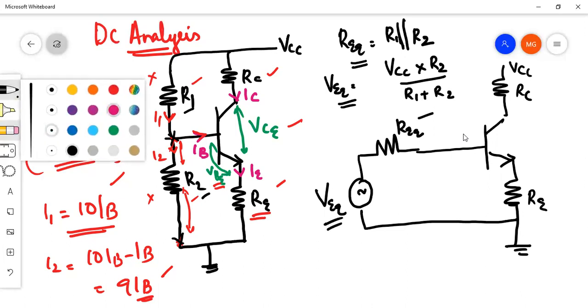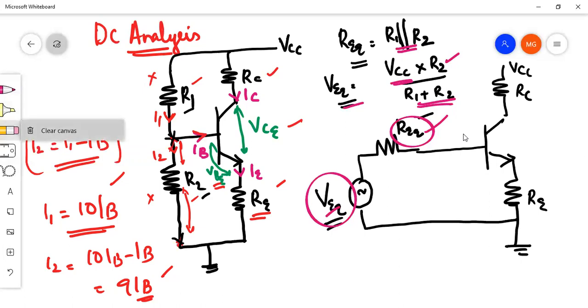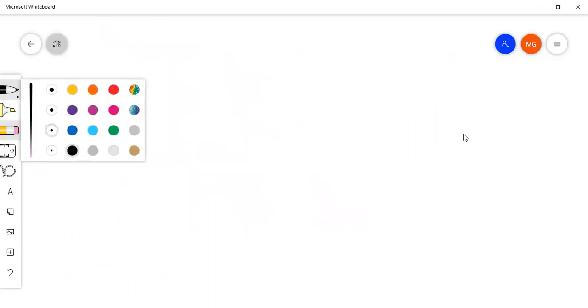So I am replacing the total circuit with a new circuit with the two new values, R equivalent and V equivalent. What is R equivalent? R1 parallel R2. What is V equivalent? That is the main voltage VCC into R2 divided by R1 plus R2. Please remember V equivalent. So I am redrawing the circuit. If I redraw it, the circuit is like this.